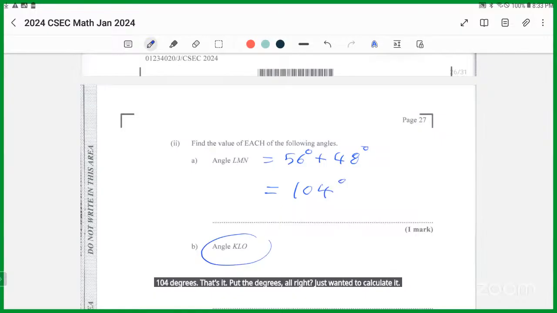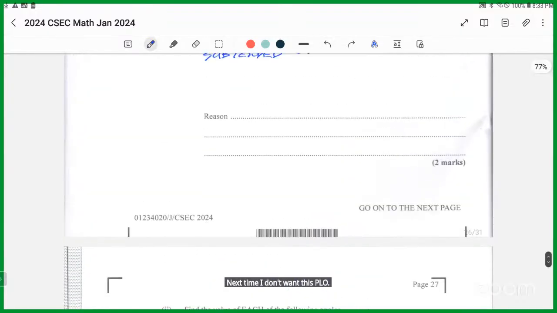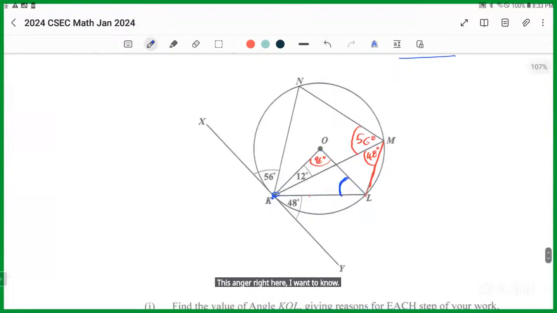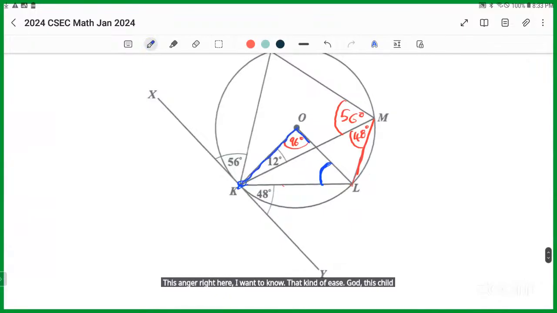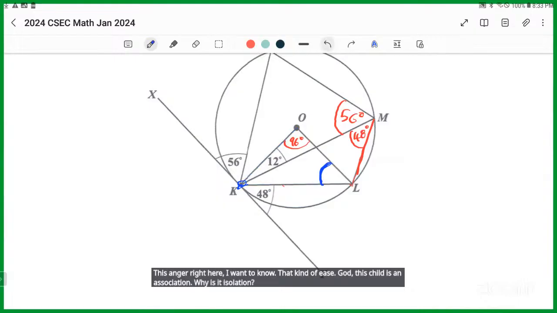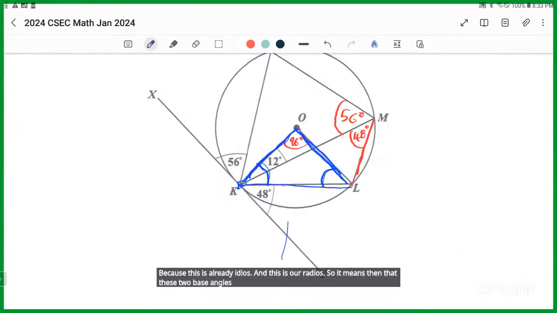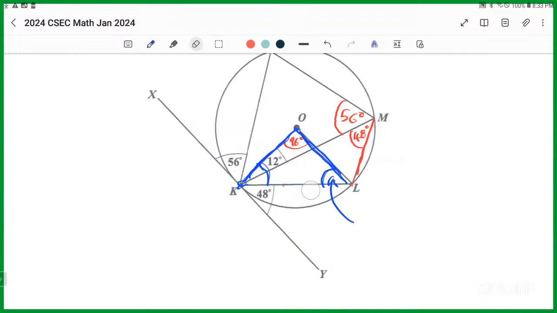Next angle I want is KLO. Let's look where that angle is. KLO. That's this angle right here. That's kind of easy, because this triangle is an isosceles triangle. Why is it isosceles? Because this is the radius and this is the radius. So it means that these two base angles are equal. And since you know this one already, both of them equal, you can do 180 minus the 96, divided by 2, to get this one here. Everybody see that? Good? Because that's an isosceles triangle.